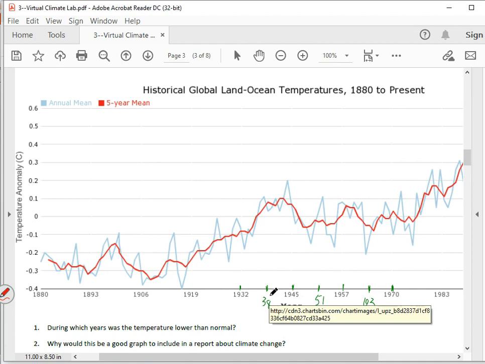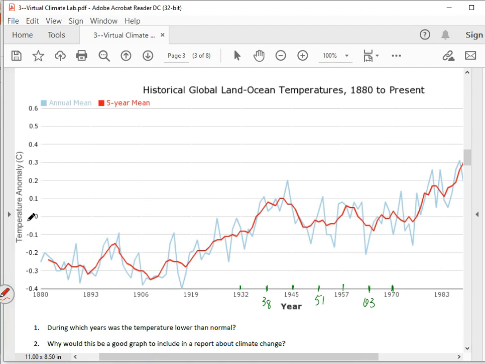With station 4, number 1 says, during which years was the temperature lower than normal? Well, what's normal? Here we have the annual mean, which is in blue, and the 5-year mean, which is in red. I prefer to look at the 5-year value because there's less up and down with that and more of a standard sort of motion. So I prefer to look at the red value, but the blue value is the same, except it just keeps going up and down.